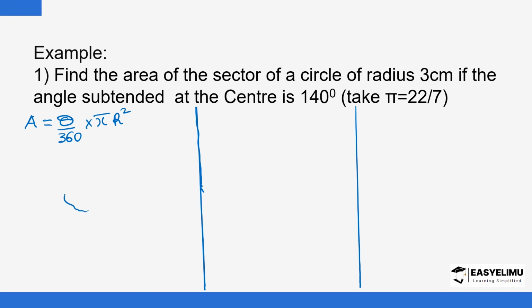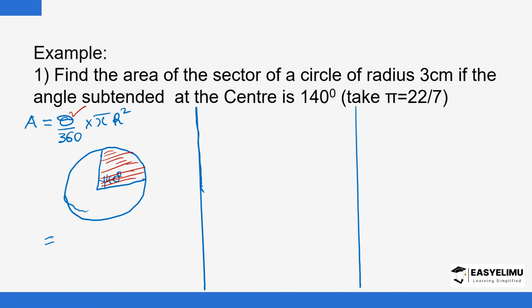So we have something like this. So the angle subtended here is 140 degrees. This is obtuse. So this is 140 degrees. And we are trying to find that area. So the area we are trying to find is this one here. So the theta here is represented by this angle subtended at the center.